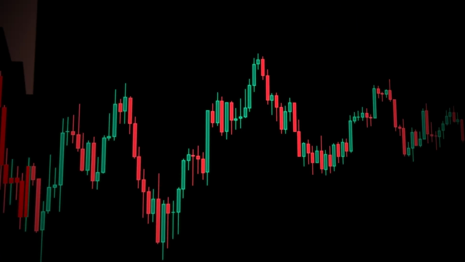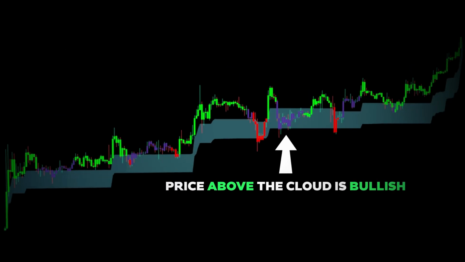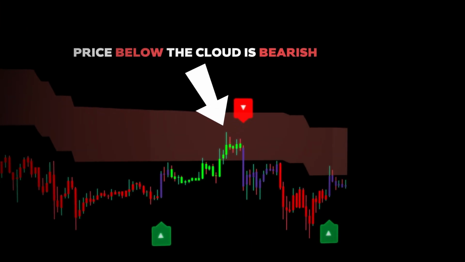If you're an Ichimoku fan, you'll love the Neo Cloud. This is a simple cloud indicator that can help you identify what direction the market is trending. When price is trading above, the cloud can act as support. And when price is trading below, the cloud can act as resistance.